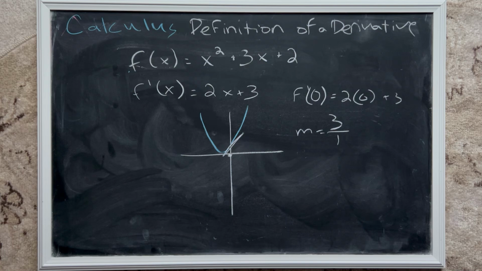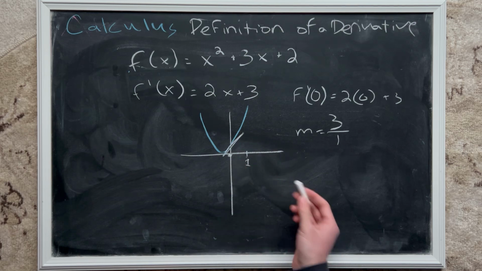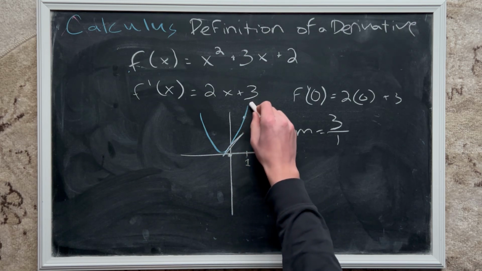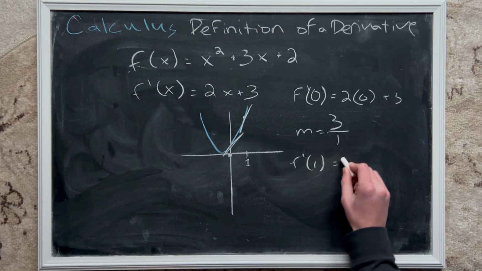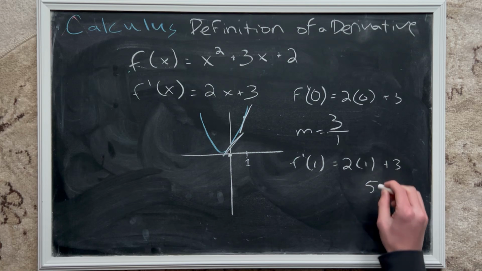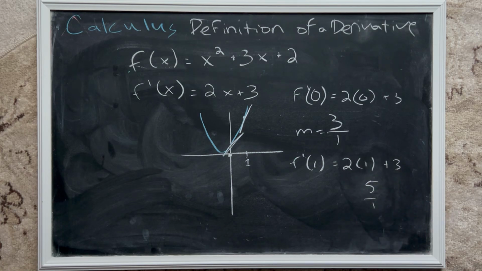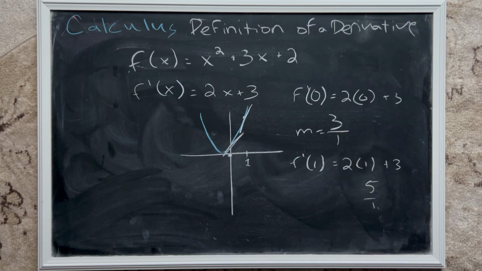Yeah, and then over here, if we took x equals 1, we could go up here, and this would be a little bit steeper. F prime of 1 is equal to 2 times 1 plus 3, or 5 over 1. So that means there'd be a bigger slope. That means a variable slope, which is why we have an x in here.